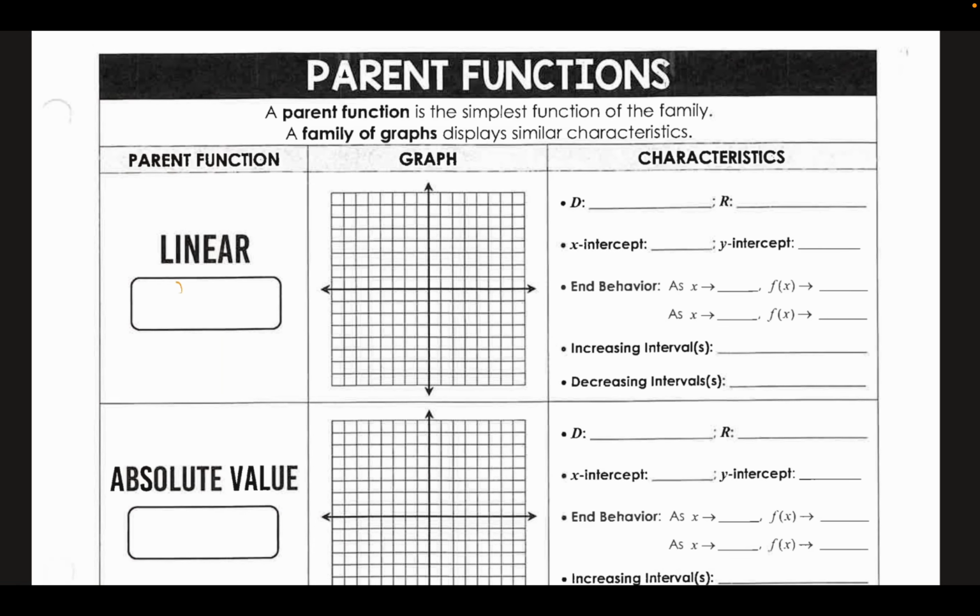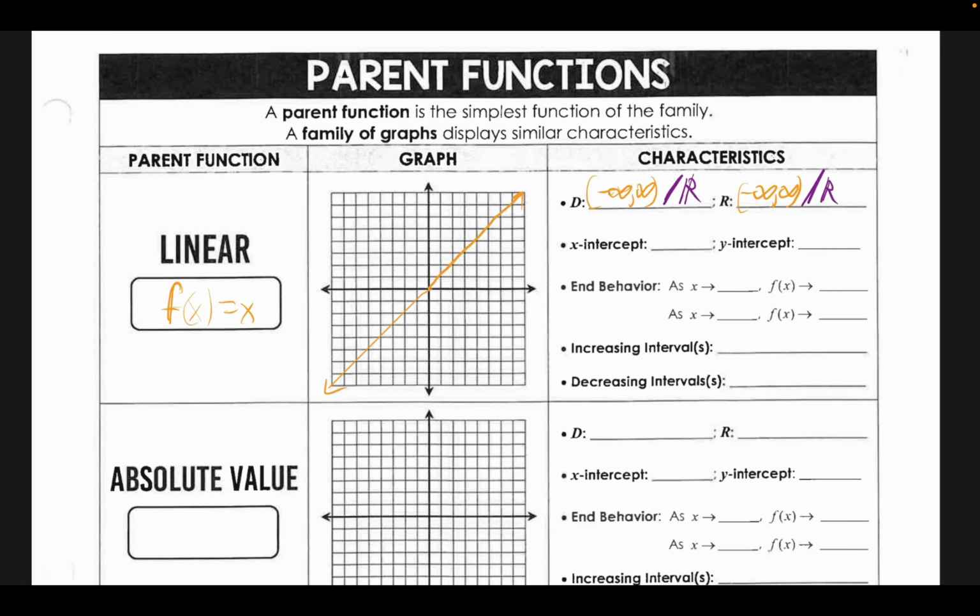So the parent function for linear equations is f of x equals x. And this just looks like a straight line going diagonally with a slope of 1, going through the origin (0, 0). The domain for the linear function is negative infinity to positive infinity, which we also know to be all real numbers. And the range is the same. It goes forever left, forever right as well, which once again we know to be all real numbers.